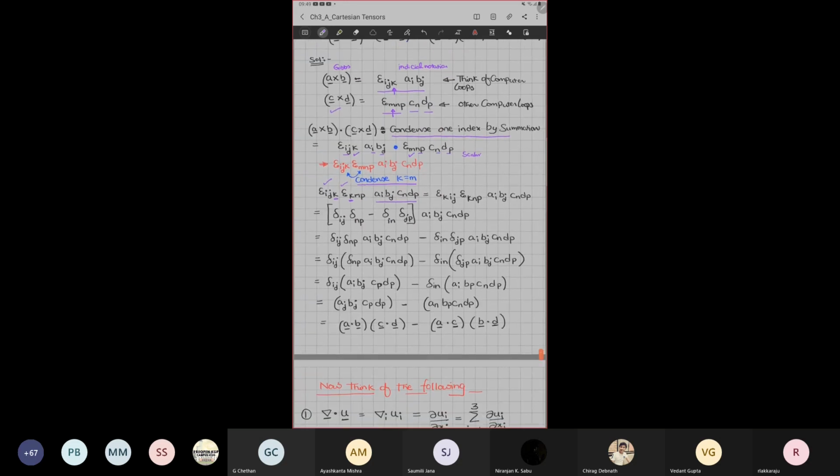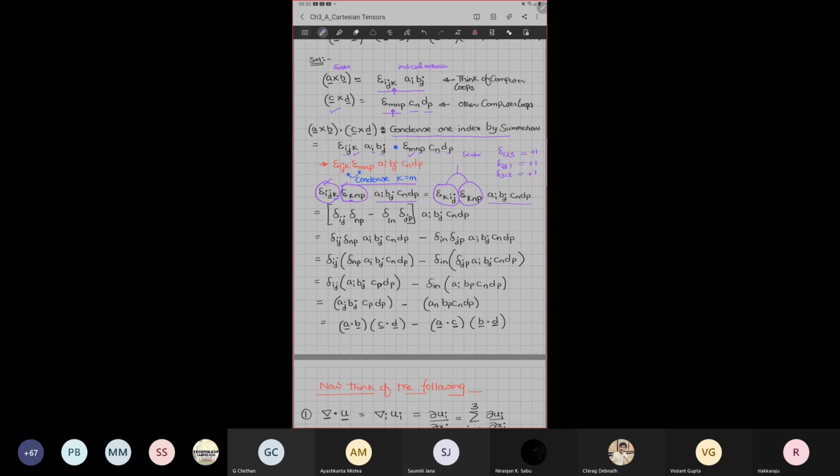Now what is the value of epsilon 123, epsilon 231, epsilon 312? Because of cyclic notation, this is also +1, this is also +1, this is also +1. So epsilon ijk, epsilon knp, I am going to bring k followed by i followed by j. So this one can be rewritten in terms of epsilon kij. Now epsilon knp as it is, I'm going to leave epsilon knp. The remaining things ai bj cn dp.